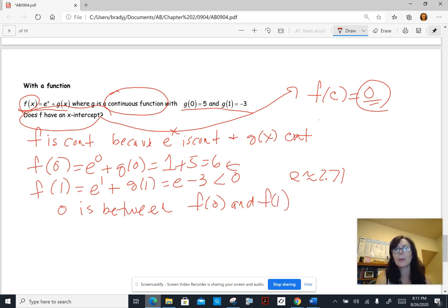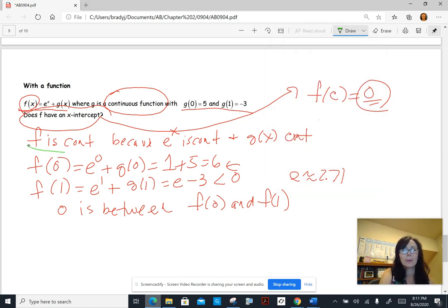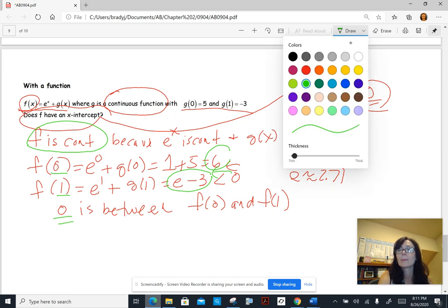So we got all the things we needed in the then. We got a continuous function. We've got a closed interval. We've got the outputs on the interval. And we're saying that this number's in between the two outputs. So bam, we got it.